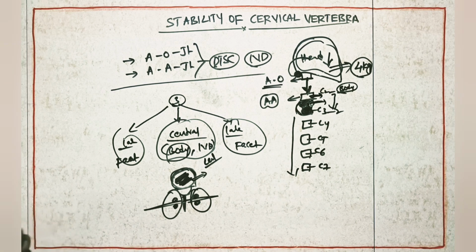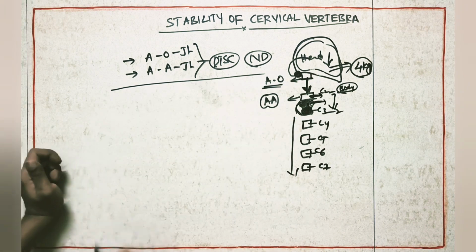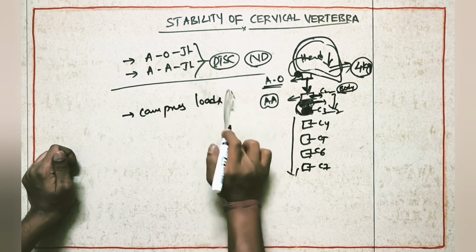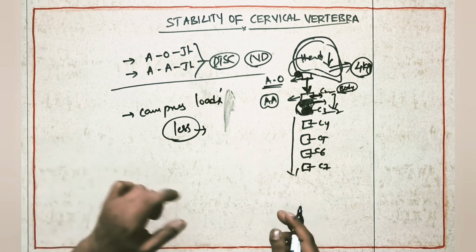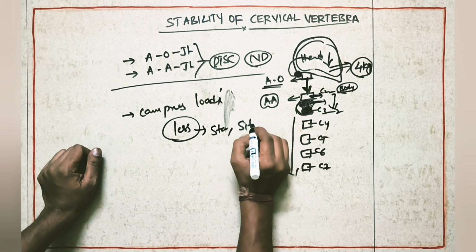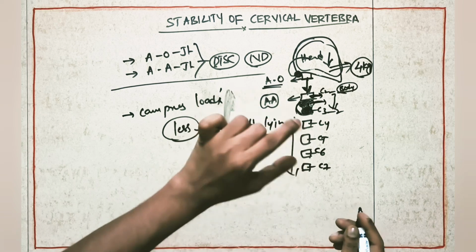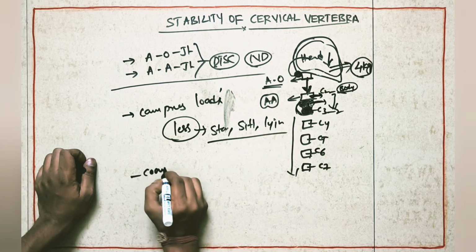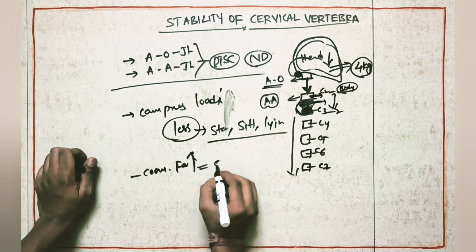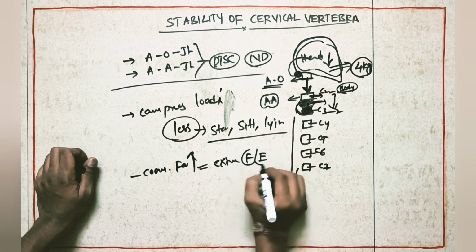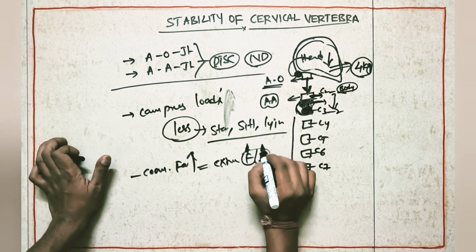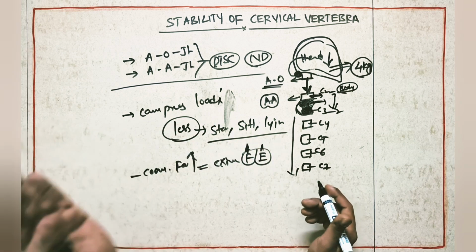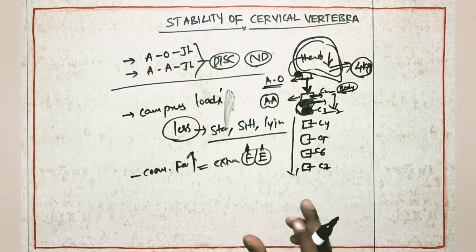And one more point here: the compressive loads of the head are less when the person is standing, sitting or lying. So compression forces are less when the person is standing, sitting, lying, whatever. But the compression force will be more in extreme flexion and extension positions of the neck. So at the end level of maximum flexion and maximum extension, the compression forces will be more on the cervical spine.